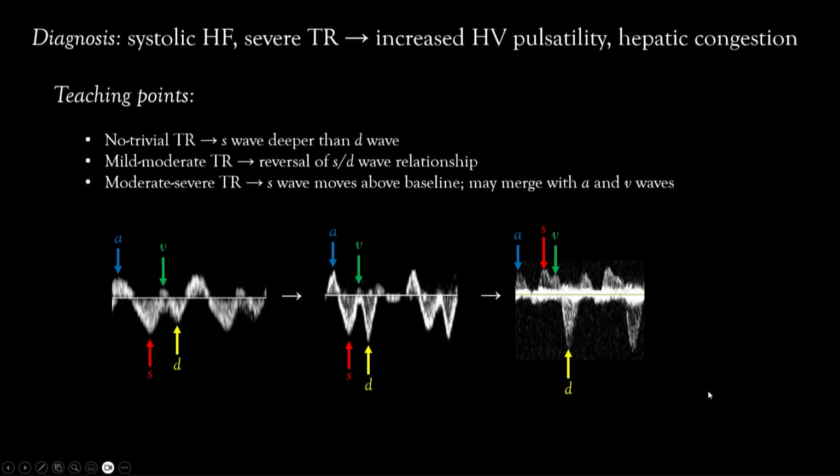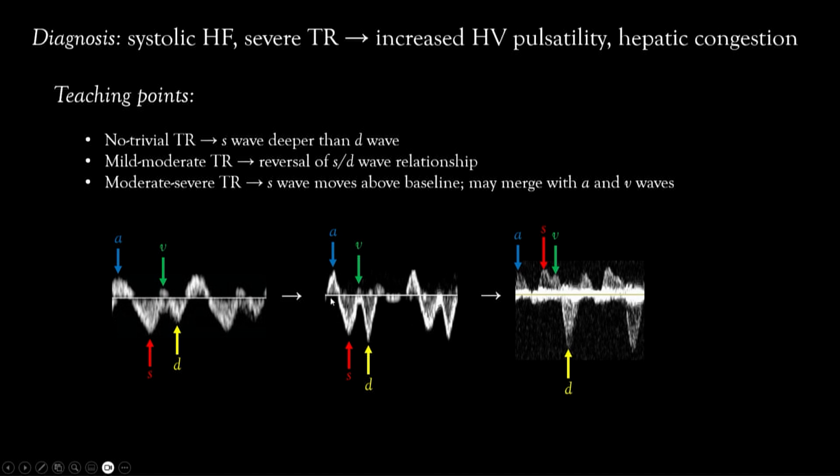All right, so this goes back to the relationship of the S and D waves. Under normal circumstances or cases with trivial tricuspid regurgitation, the S wave should be deeper than the D wave, as shown here. As the patient develops mild or moderate tricuspid regurgitation, that S wave becomes less deep. Normally with the S wave, you have that apical excursion of the tricuspid valve plane that creates a negative pressure in the right atrium, and that promotes filling of the right atrium from the hepatic veins. But if you have a regurgitant jet going from the right ventricle back into the right atrium, that decreases the amount of blood that can pass into the right atrium from the hepatic veins. So the S wave will be more shallow than the D wave.